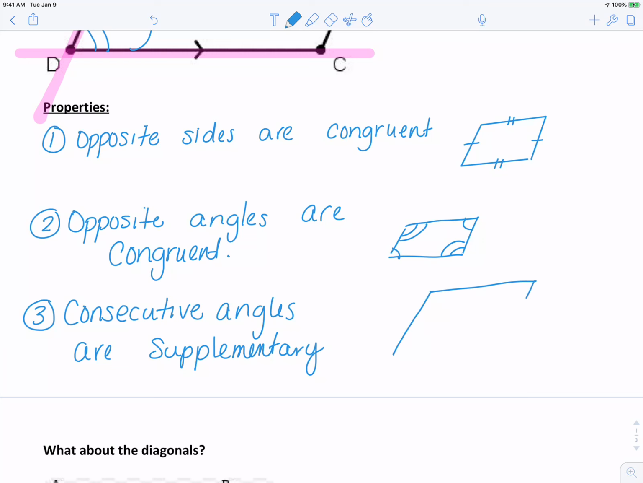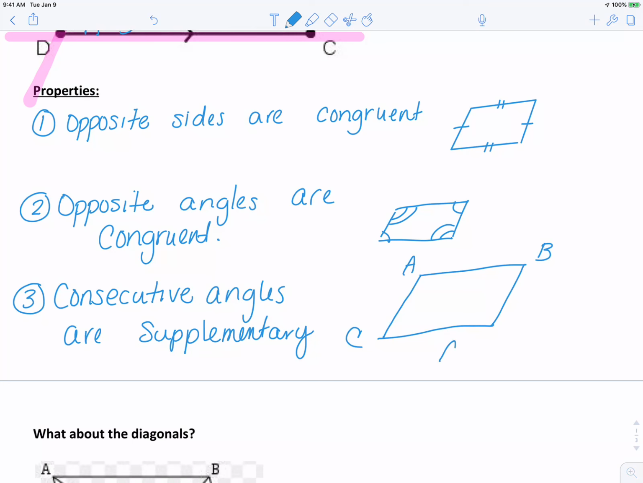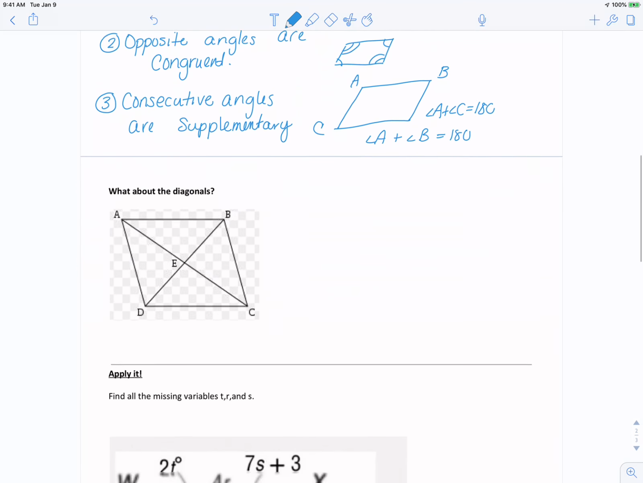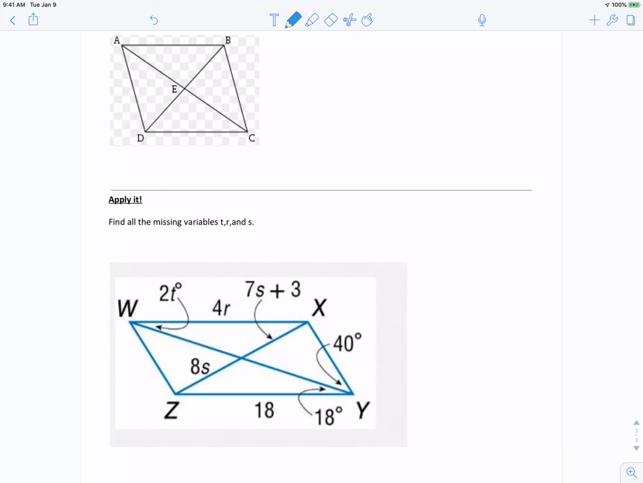So let's do a little sketch right here. Angle A, angle B, and angle C. So what we know is that angle A added to angle B would be 180. But we also know that angle A added to angle C is 180. All consecutive angles are supplementary. Okay, we'll start the next page on the next video.